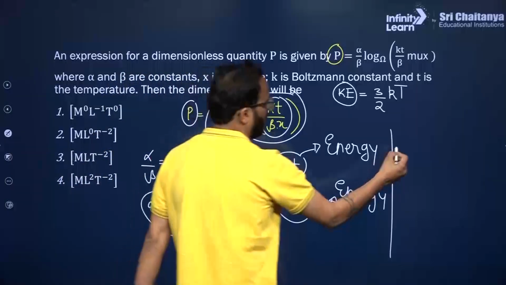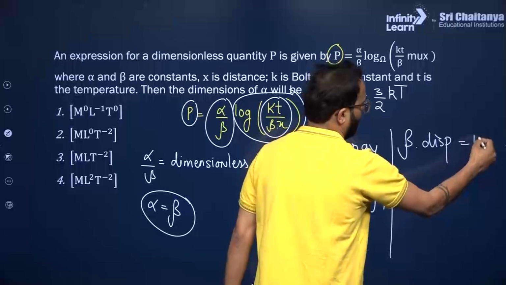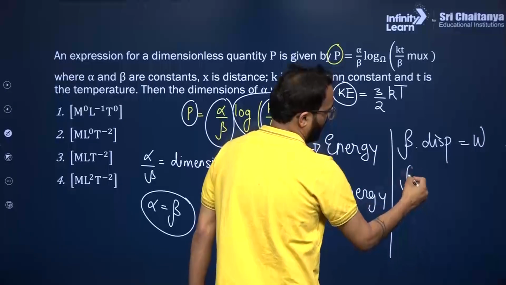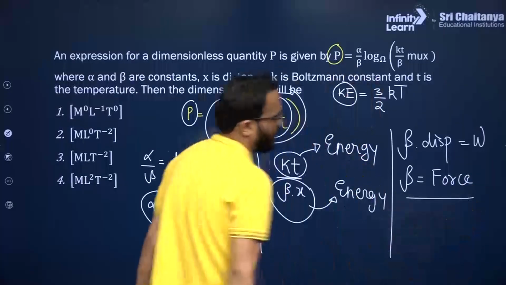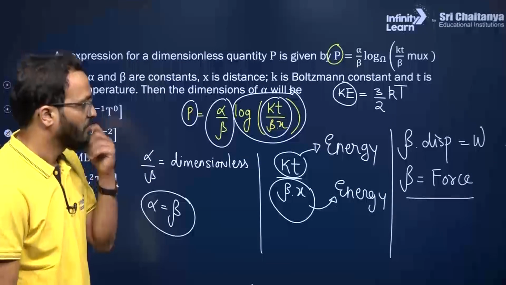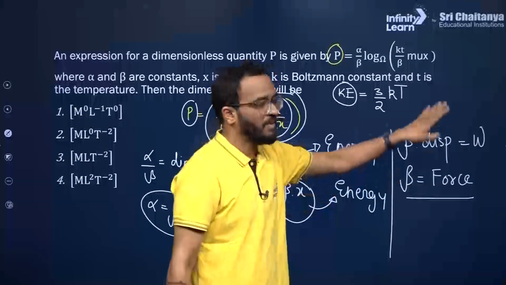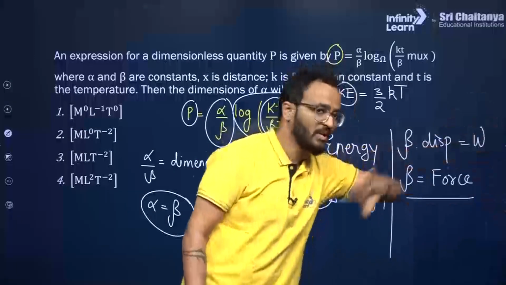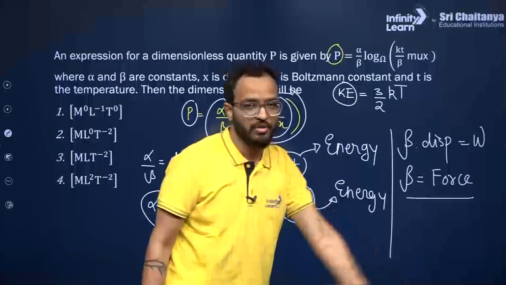So beta into displacement is work, let's say work. So beta will be what? Force. So dimensions of beta will be equal to the dimensions of force, yes or no? Because work is what? Force into displacement. So beta into displacement is force into displacement. So displacement dimensionally gets cancelled. So beta's dimension is equal to force's dimension.